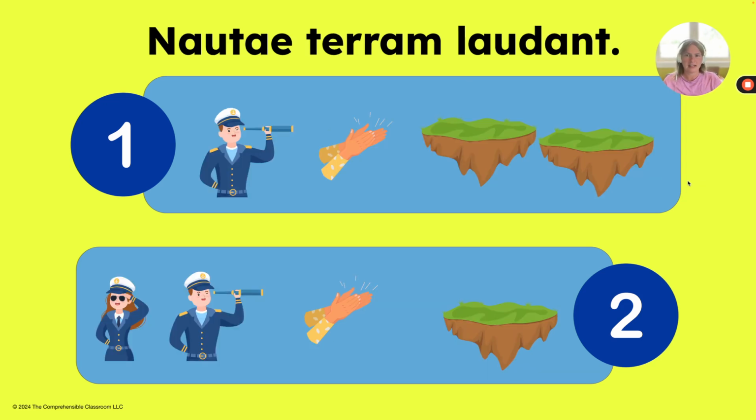Nautai teram laudant. Number 2. Nautai is more than 1 sailor. Laudant, it goes with it. So more than 1 sailor. If it was nauta, it would be nauta laudat. And they are praising 1 land. Teram, not tera.